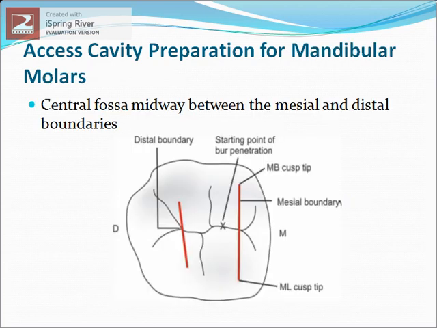Access cavity preparation for mandibular molars. The initial penetration is done with a round burr on the central fossa midway between the mesial and distal boundaries shown in this picture. The mesial boundary is a line joining the mesial cusp tips, and the distal boundary is the line joining the buccal and lingual grooves.